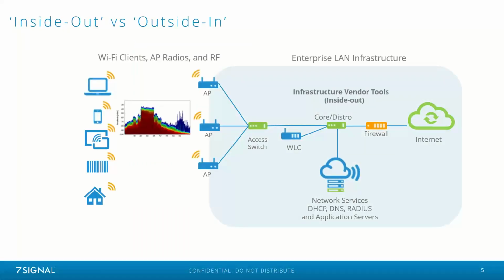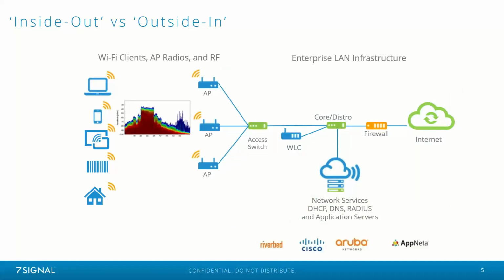Now, to give you a little bit more background as to what makes us so different, if you look at your typical enterprise LAN infrastructure here on the right, you've probably got great tools, great technologies, giving you really useful feedback on the network, such as your Riverbed, Cisco, Aruba, AppNeta, and more.